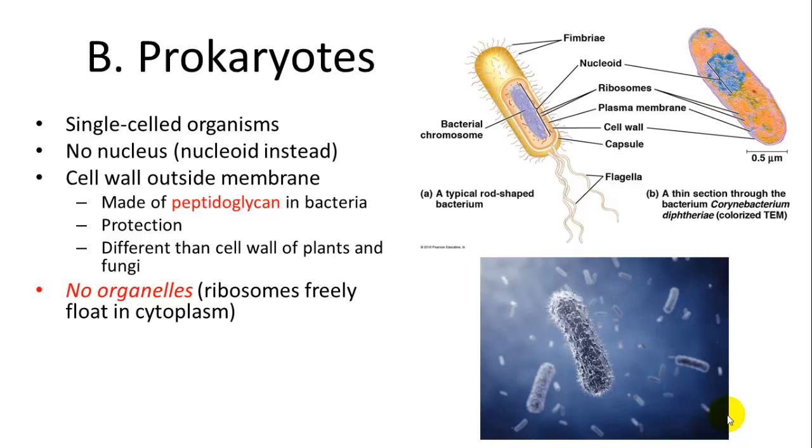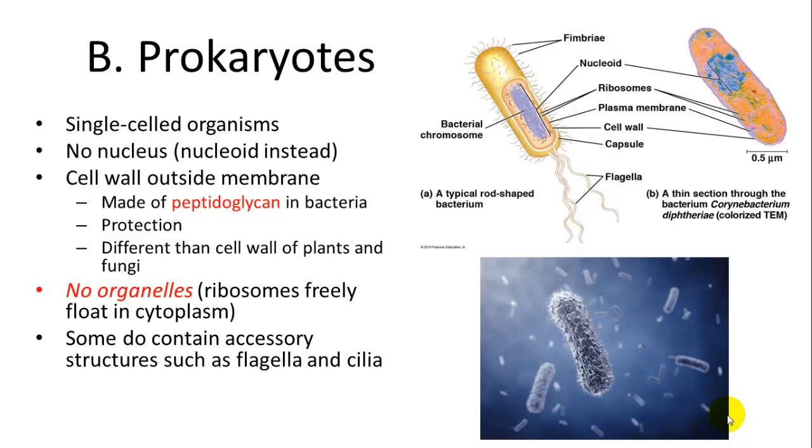The prokaryotes do not have organelles. Organelles, meaning little organs, are specialized functional parts of the cell. So the prokaryote cell is simpler. Some of them do contain accessory structures such as flagella and cilia, and those are generally for movement.